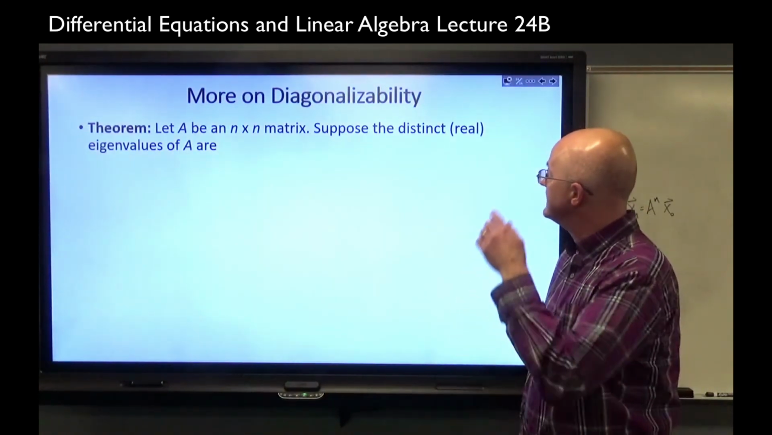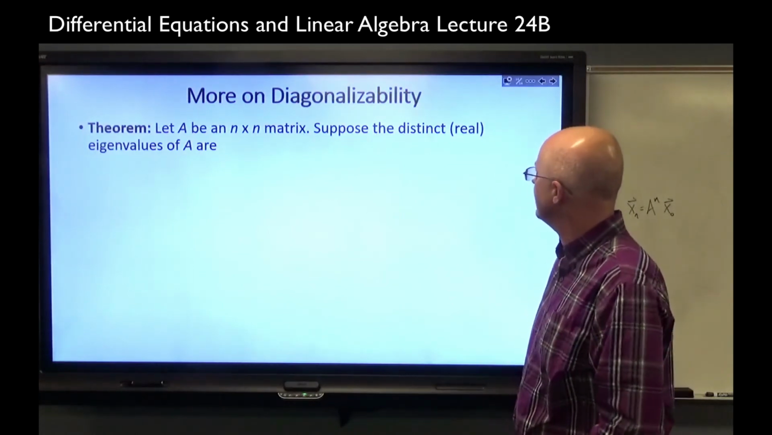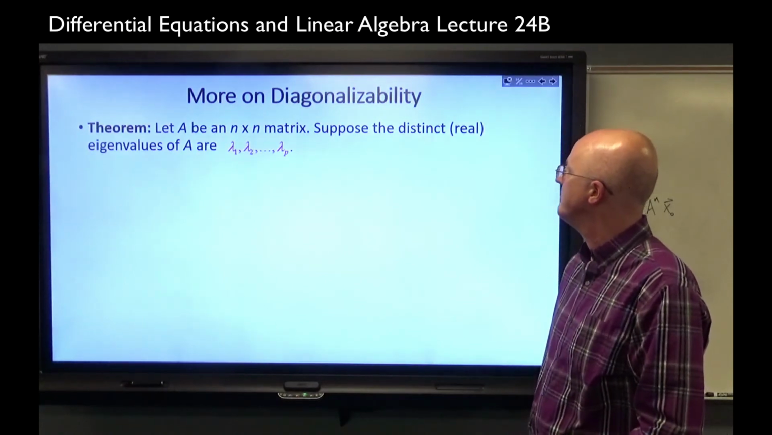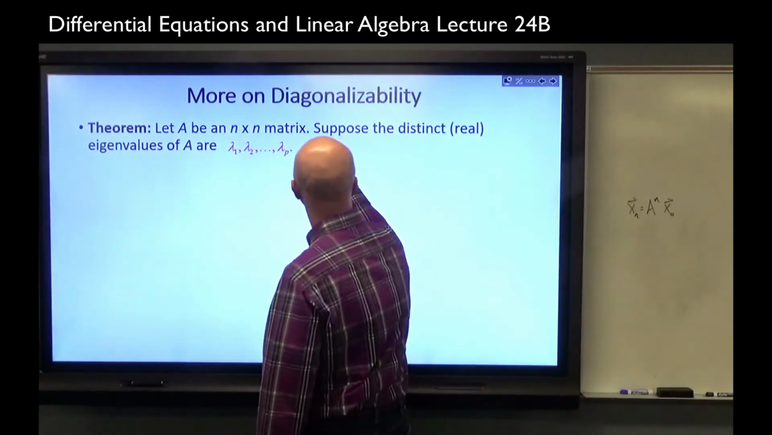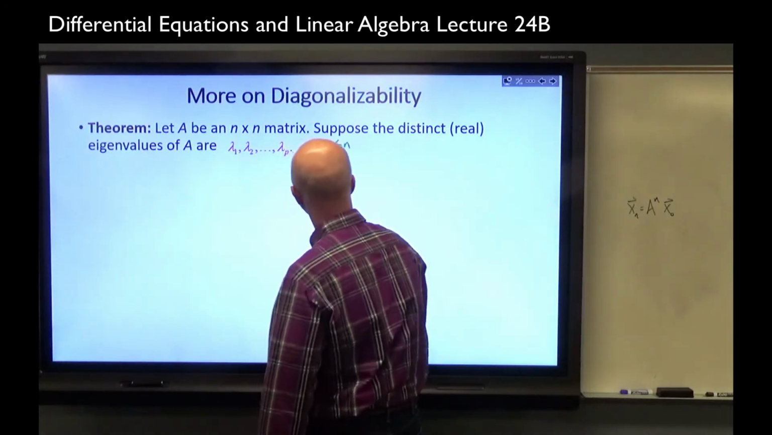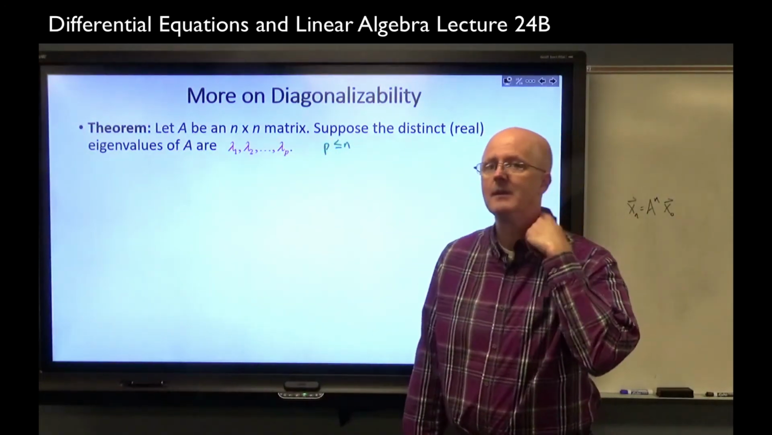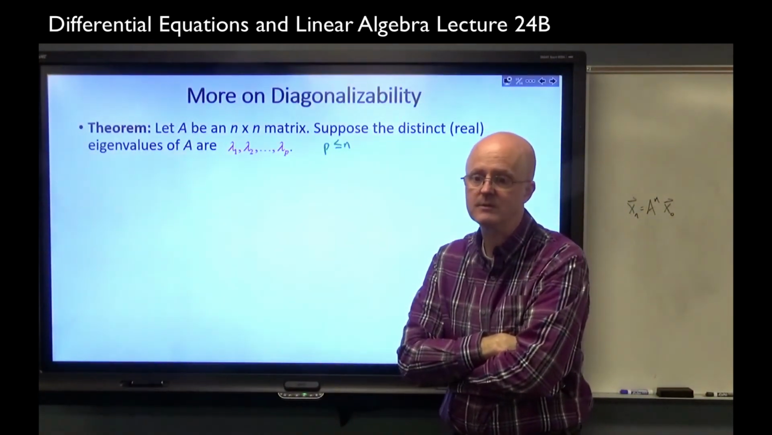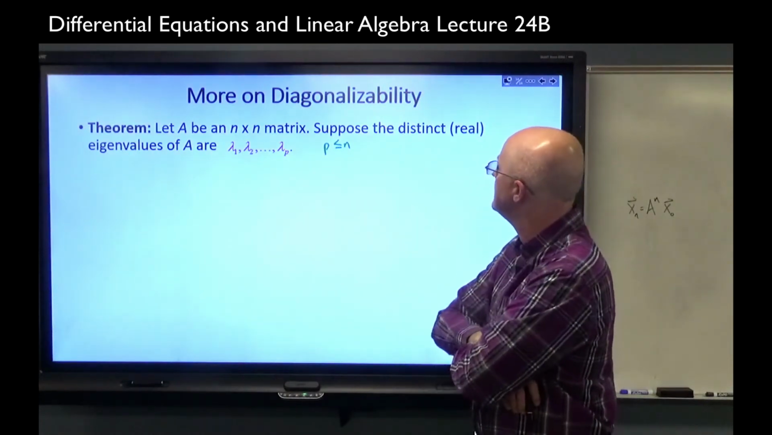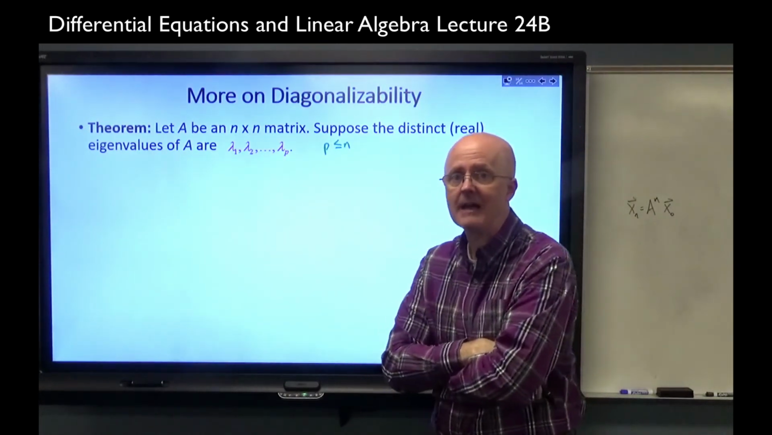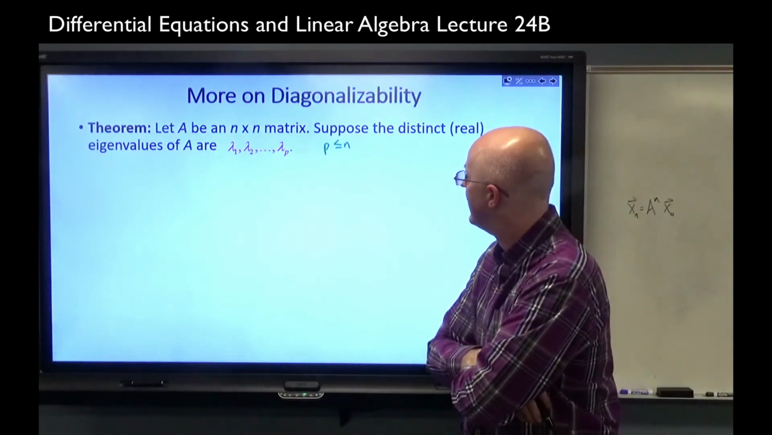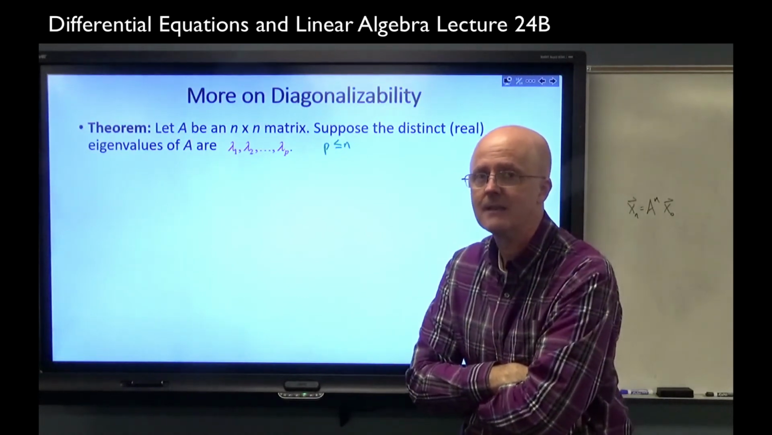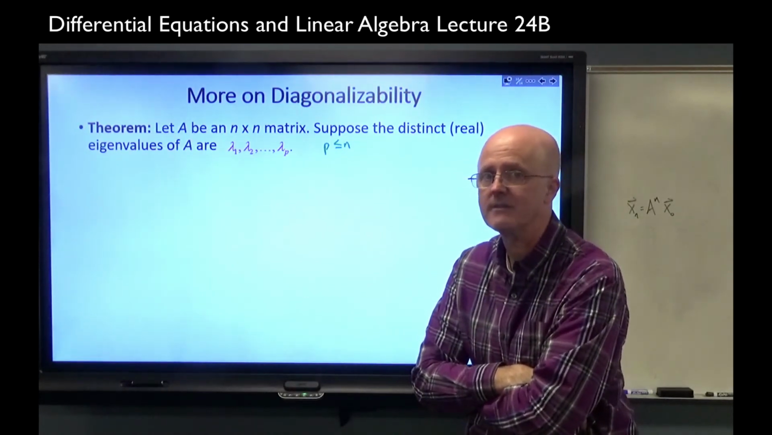Let A be an n by n matrix. Suppose that I've got distinct real eigenvalues and they are these numbers. P must of necessity here be less than or equal to n. If P equals n, then A has n distinct eigenvalues, and that would mean A is diagonalizable. But here I'm not assuming P equals n necessarily. It could be strictly less than n. I have fewer than n distinct real eigenvalues.